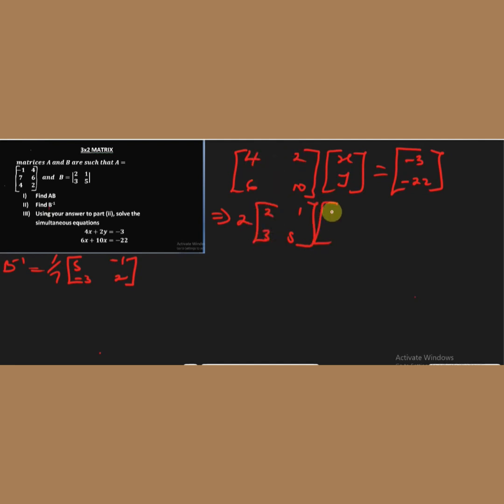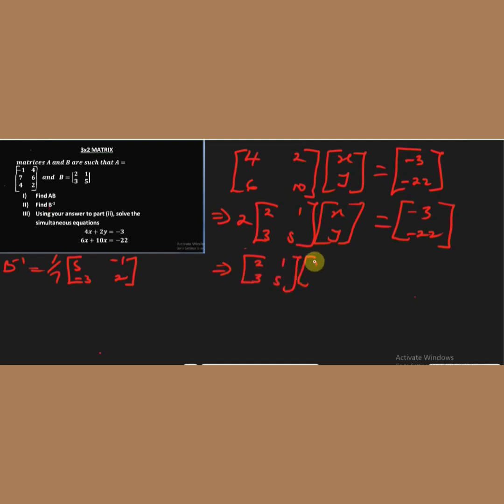So times by x over y, sorry, that is xy is equal to minus 3, minus 22, sorry. So what do I need to do? Okay, I might decide to divide across with these 2, which is a factor of this. So dividing across with 2. If I divide across with 2, I will repeat this: 2, 3, 1, and 5.